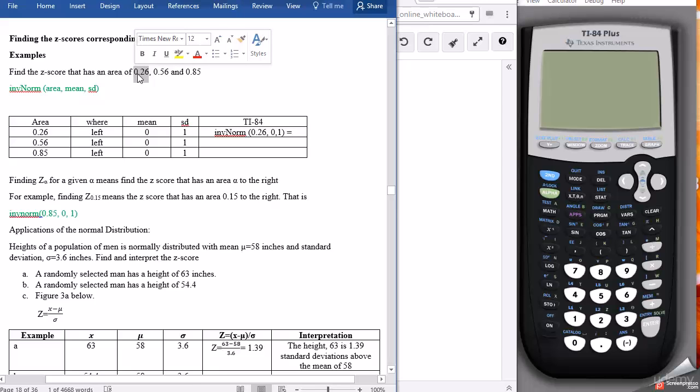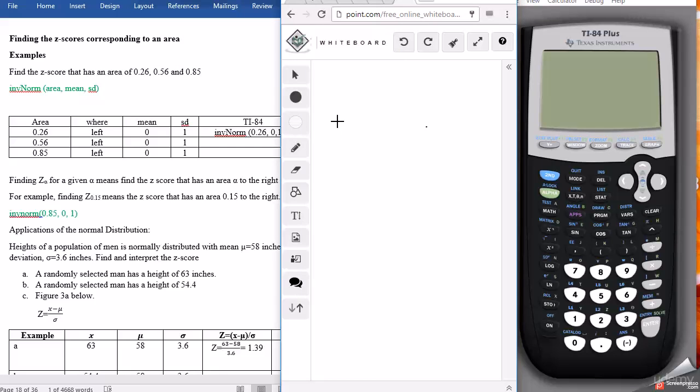Now if you look at this first one, the area of 0.26, you can see that it is less than 0.5, which tells us that it's going to be to the left of the mean. So this is what is going on here. If we have a normal curve like this, you have the mean right here in the middle, and the area to the left of the mean is 50%. Remember that when we are computing the area, we're starting from the left. So an area of 0.26 is going to be somewhere here. What we are trying to do is find the z-score that corresponds to this area right here.